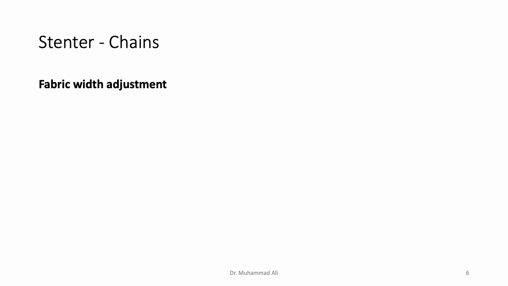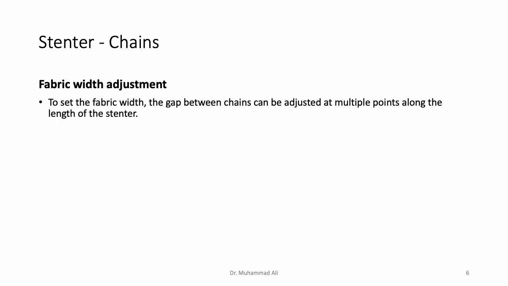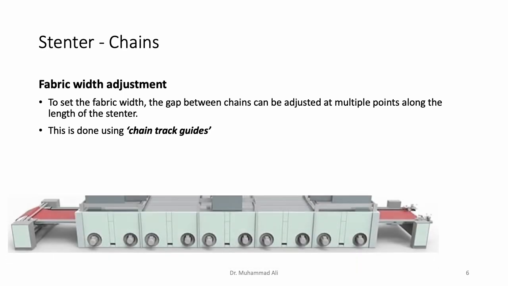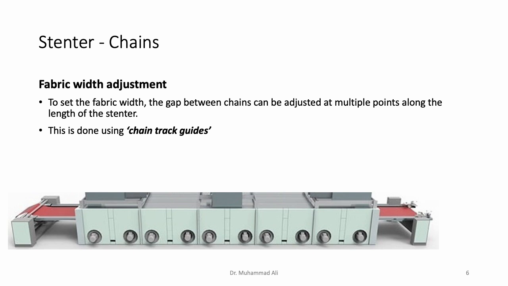So now that we understand how exactly fabric selvages are secured in a Stenter, we can talk about how we actually adjust the width of the fabric. So to adjust the width of the fabric, the gap between the chains that are provided on either side of the Stenter and are running through the entire length of the machine can be adjusted at multiple points along the length of the Stenter. This is done with the help of devices that are known as chain track guides. So let's first see where the chain track guides are located.